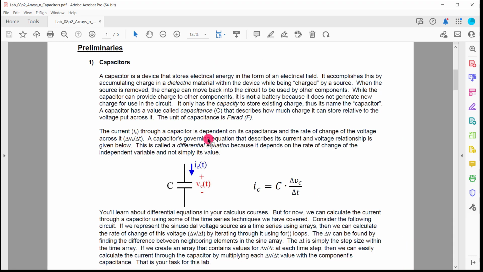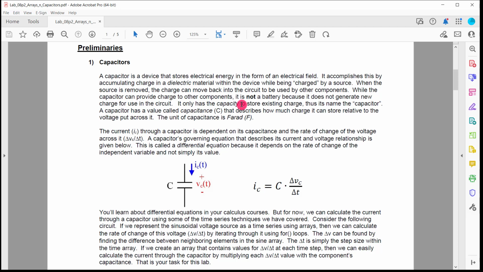All right, so here's the deal. You don't know what a capacitor is, I'm guessing. I don't know why you should. But here is what it is roughly. It is an electrical component that is found in almost all circuits, and it can store electrical energy in the form of an electric field, or another way of saying it, it can store voltage. It does this by accumulating charge in a dielectric material within the device, and it accumulates the charge only when it's being charged by a source.